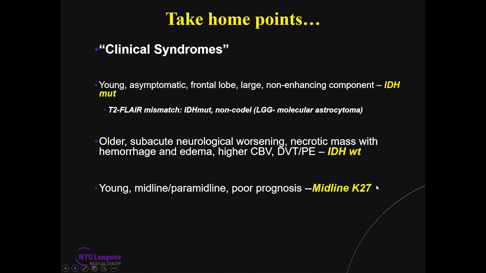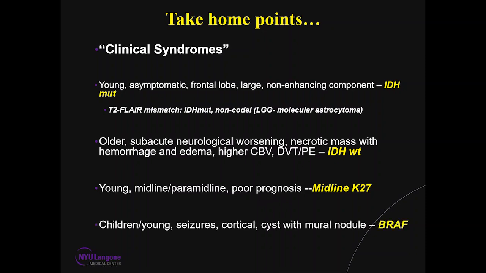these are the ones which are going to do poorly. Diffuse midline gliomas, the H3K27 mutant gliomas, occur mostly in younger patients, either young children or young adults. They are in midline, paramidline, thalamus, brainstem, or spinal cord locations, and they usually have poor prognosis associated with leptomeningeal spread. Whereas BRAF tumors occur in young adults or children, either asymptomatic or presenting with seizures. Cortical location of the tumor, and many of these tumors have a cyst or a cyst with mural nodule, and that's an important aspect.